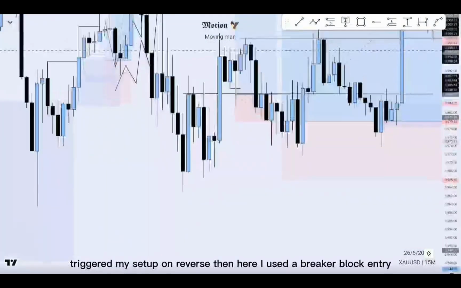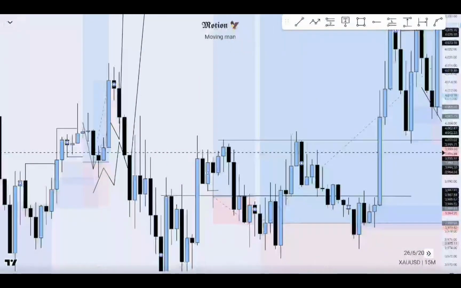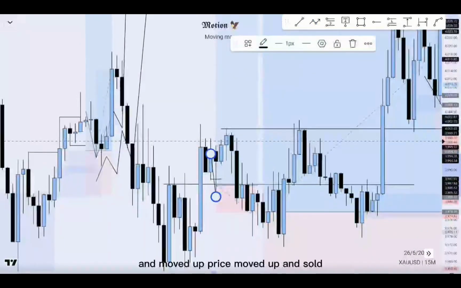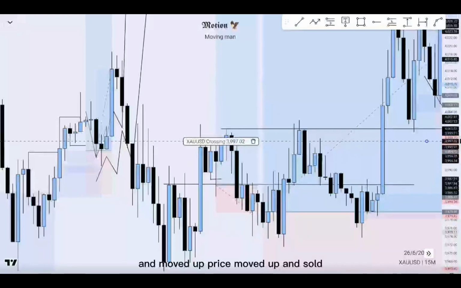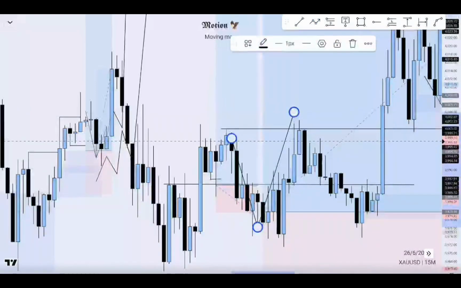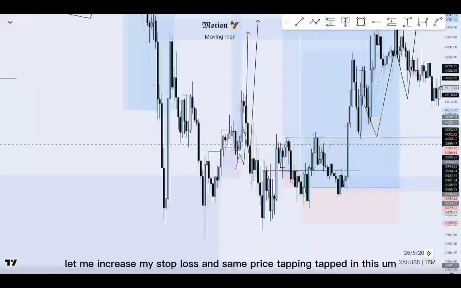Then here I used a breaker block entry. As you can see, this is a breaker inducement to this zone. Price tapped in the breaker and moved up. Price moved up and sold off again. It took me out already and was moving. So I knew it was going to buy, so I had to just increase my stop loss.